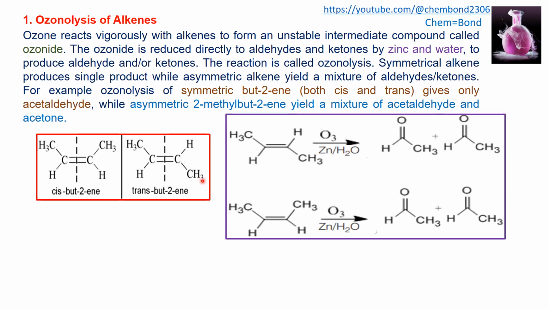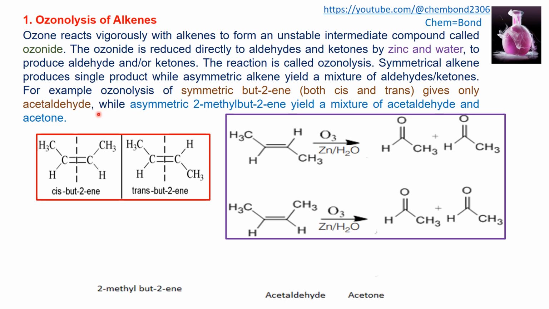So we will discuss their reaction with ozone. In case of cis and trans, ozone will react with it and it will produce aldehydes. Only aldehydes are produced, whether it is cis or trans. It is given over there. Symmetrical 2-butene, both cis and trans, gives only acetaldehyde, or we can say it will produce only the aldehyde. While unsymmetrical 2-methyl-2-butene yields a mixture of acetaldehyde and ketone.